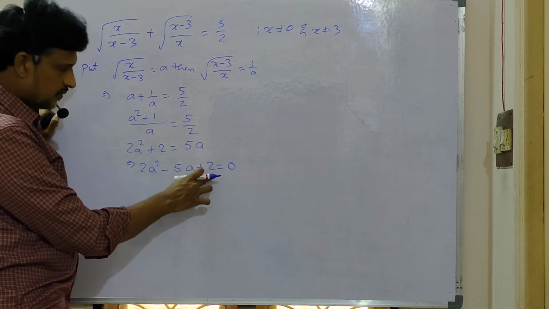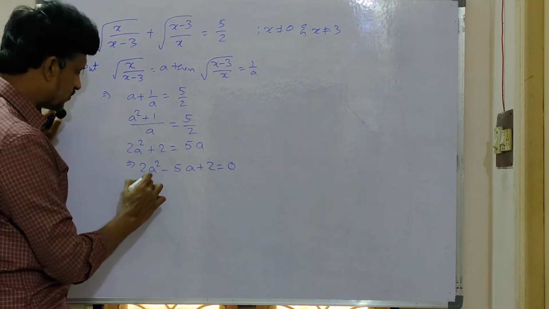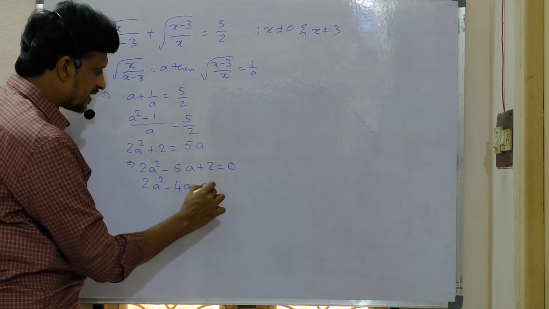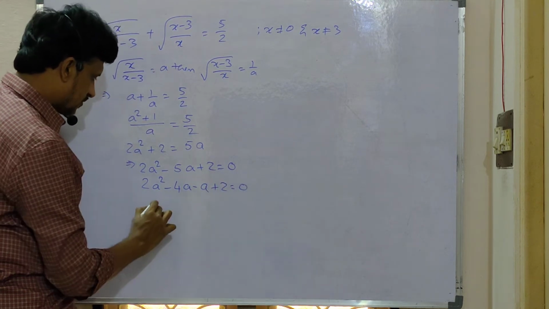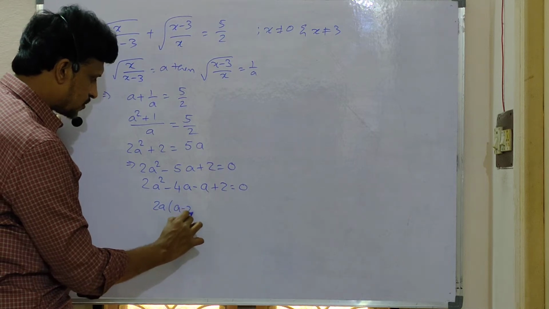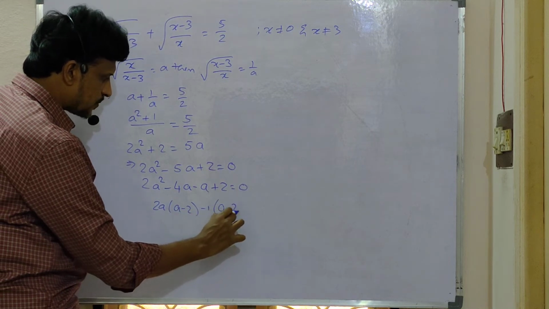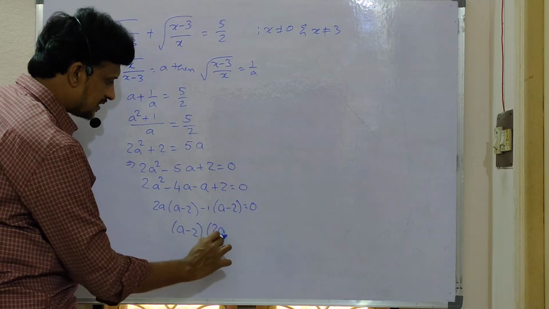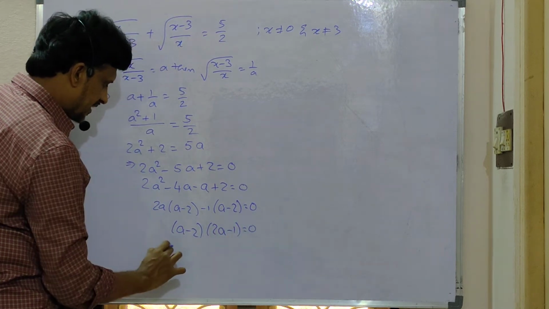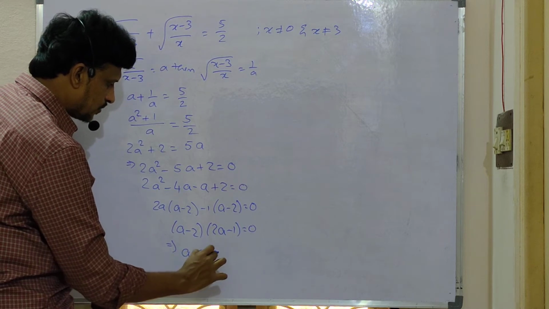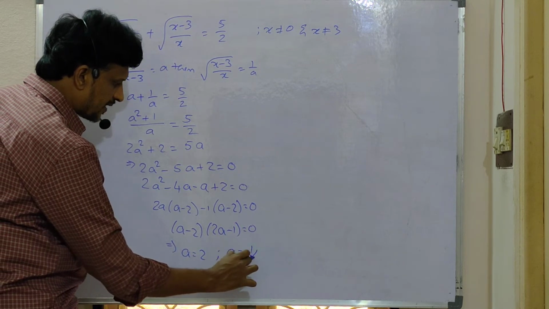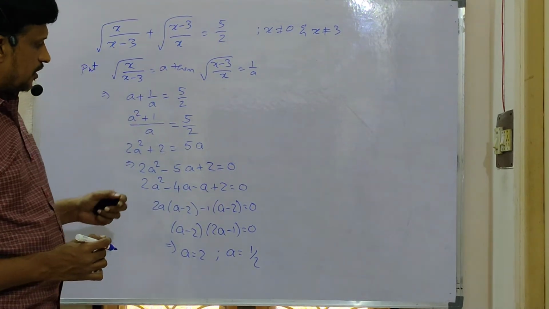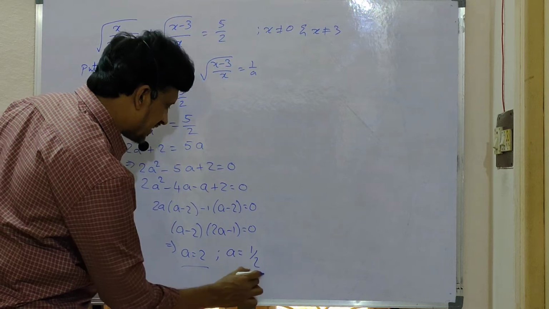2 into 2 is 4; 4 ones are 4, and 4 plus 1 is 5. So I am writing the factorization here. Minus 4a minus a will give the given minus 5a. So this is 2a into a minus 2, minus 1 into a minus 2 again. That is a minus 2 into 2a minus 1 is 0. So there you are getting the values a is equal to 2 or, from 2a minus 1 equal to 0, 2a equal to 1 and a equal to 1 by 2. So again you are getting two values for a here.